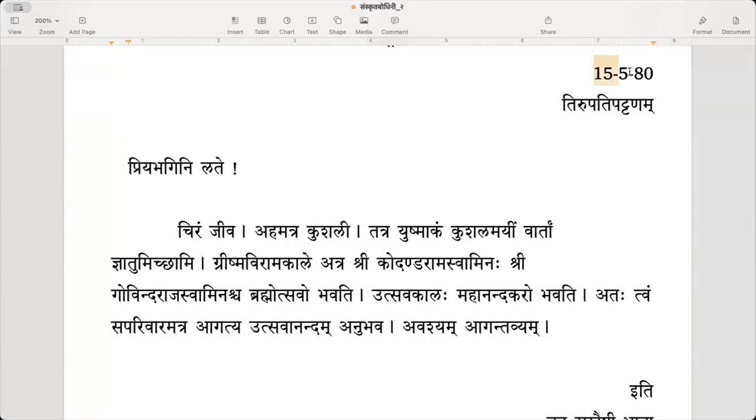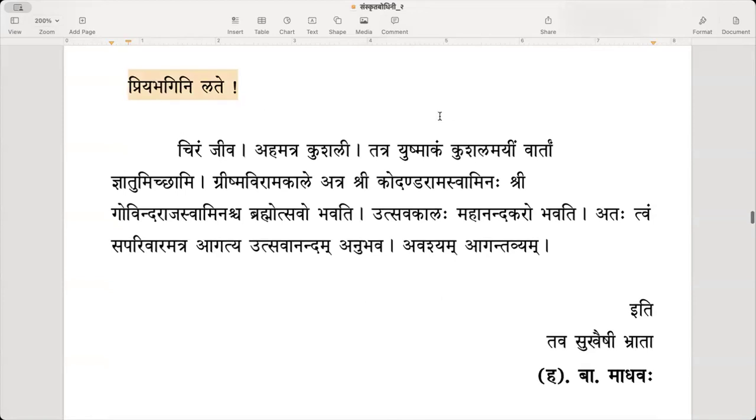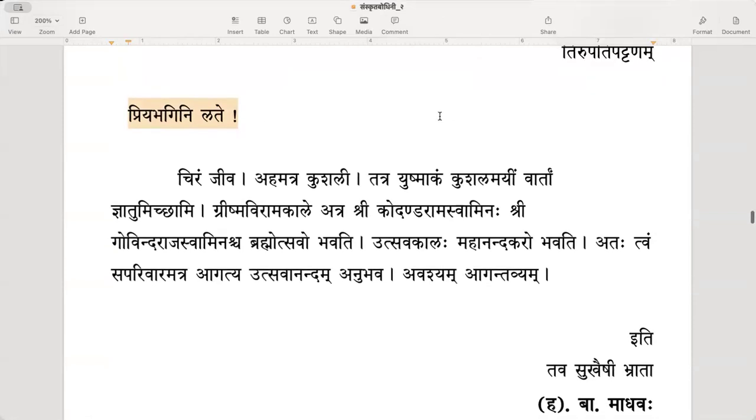So here you write the dinankaha and the sthanam dakshinataha. Tadanantaram sambodhanam: priya bhagini late, chiram jiva. From the context earlier, we know that her brother is in Tirupati and he is a karyakarta there, and he has written a letter to his sister. So, Priya Bhagini Late has to be in Sambodhana Prathama. Remember, whomever you are addressing, it has to be in that particular Sambodhana.